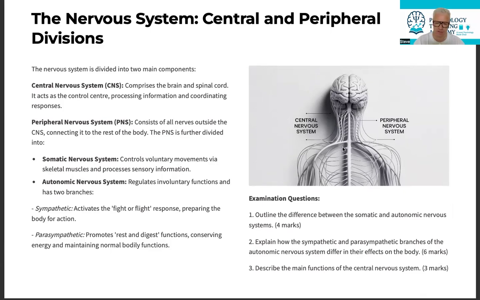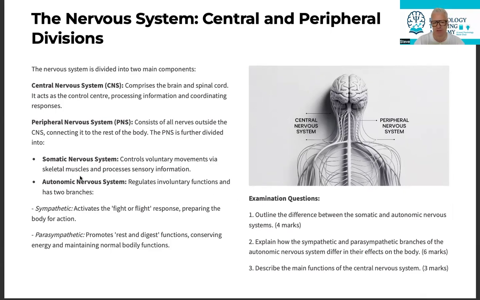The peripheral nervous system is then divided into the somatic nervous system and the autonomic nervous system. So the somatic nervous system controls voluntary movements via skeletal muscles and processes information, and the autonomic nervous system regulates involuntary functions and has two branches to that, which is the sympathetic branch and the parasympathetic branch.